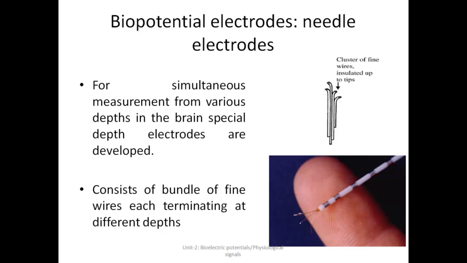In some research applications, simultaneous measurements from various depths in the brain along certain axes are required. Special electrodes are developed for such applications, which consist of a bundle of thin wires, each terminating at a different depth. You can see in the figure that we have a cluster of very thin wires, and these are guided inside the brain, and the wires are of different lengths. So the tip of each wire is placed at a different depth of the brain, and that can give you a sustained measurement of various localized regions of the brain.